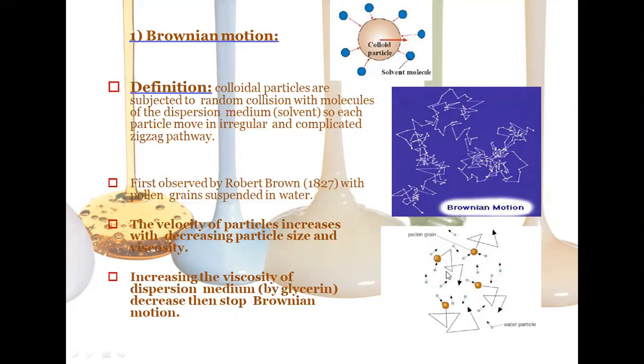Here the Brownian motion follows a zigzag pathway, here to here, here to here, then here, then here. The definition is that colloidal particles are subjected to random collision with molecules of the dispersion medium, like solvent. So each particle moves in an irregular and complicated zigzag pathway. The velocity of the particle increases with decreasing particle size and viscosity. Increasing the viscosity of the dispersion medium is done by glycerin, and it decreases and then stops Brownian motion.